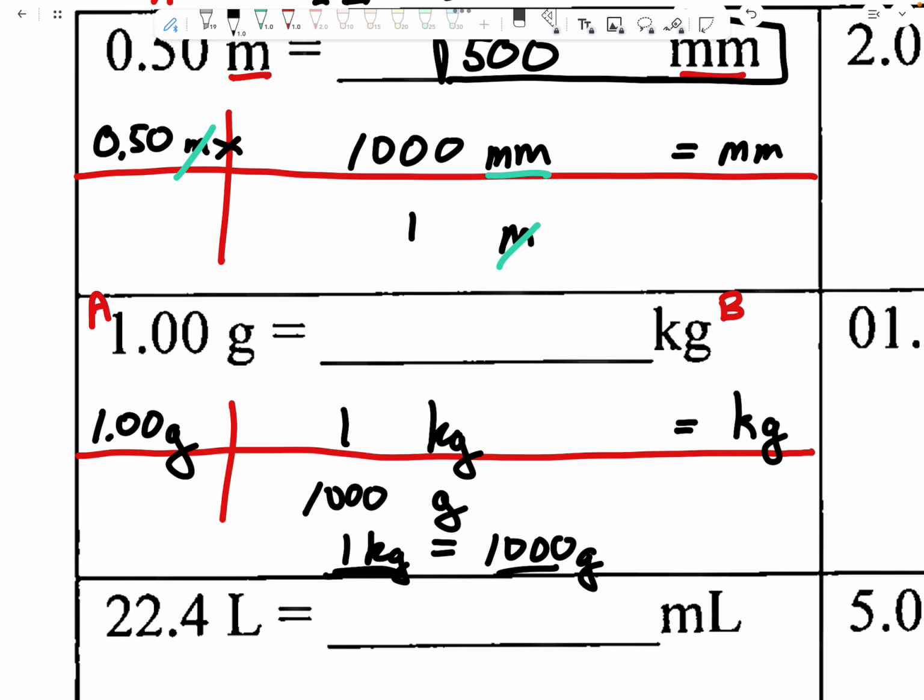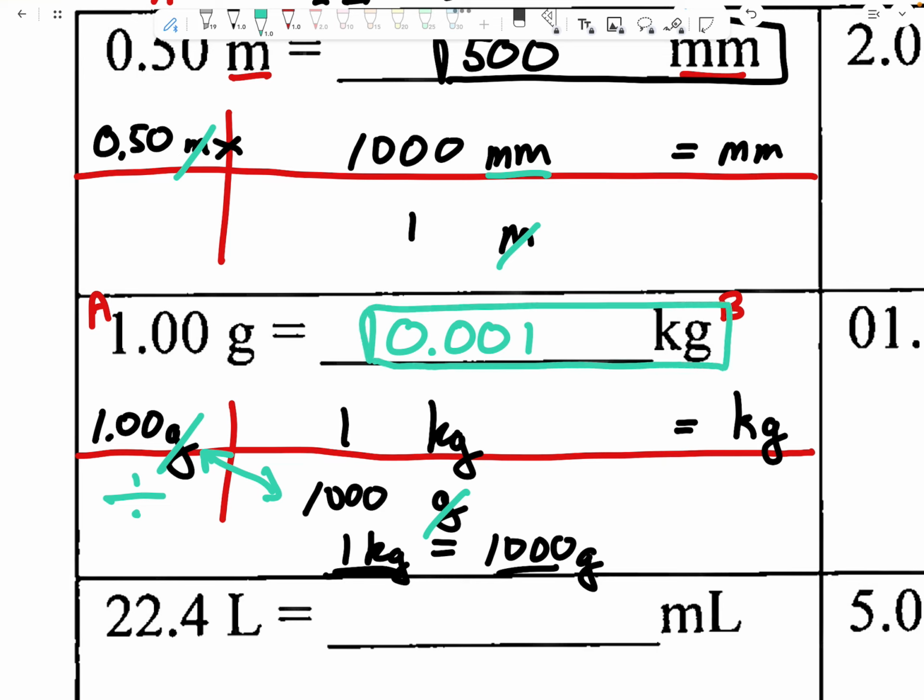And there you go. And then again, this is a division problem because the numbers are diagonal to each other. If you have any number other than 1 in the denominator, which is the bottom part of the fraction, then you've got to do some division. So this will be a division problem. And so my units of grams cross off. And that would be 1 divided by 1,000, which comes out to be 0.001. That's how many kilograms are in 1 gram.